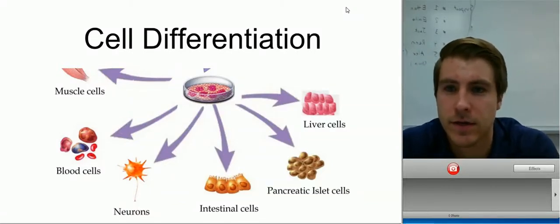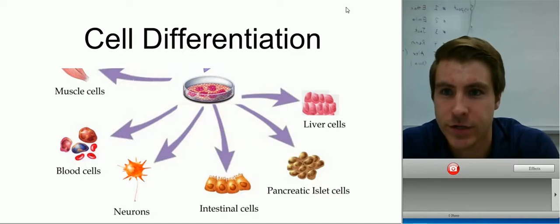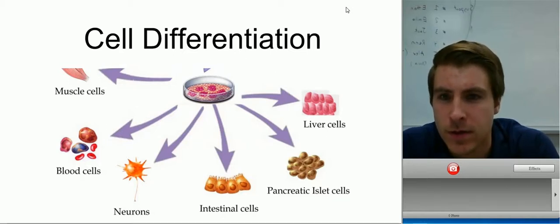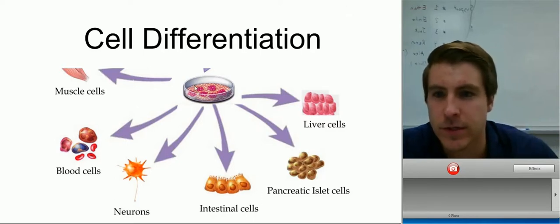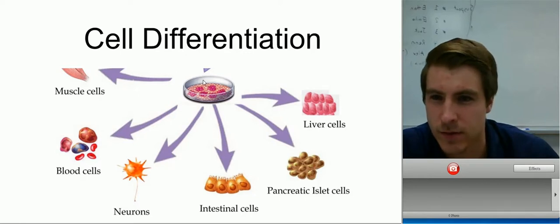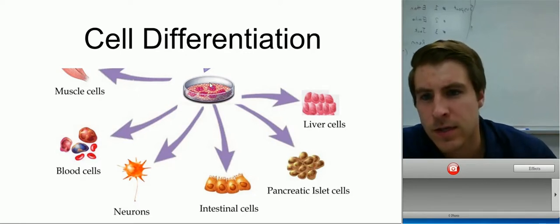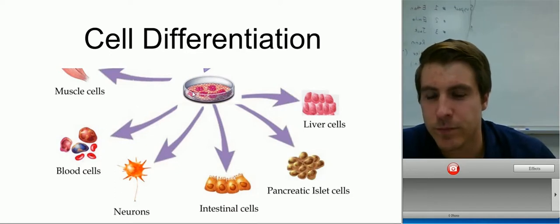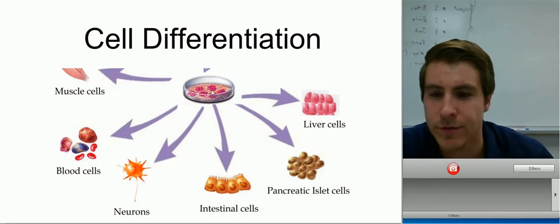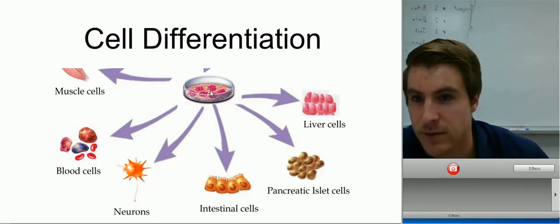Today's lesson is going to be on cell differentiation. If you look at the image that I have here on this first slide, you're going to notice in the very center we see a bunch of cells that all more or less look the same. These cells have not yet specialized in their function, but we know that in our bodies we do in fact have different types of cells.